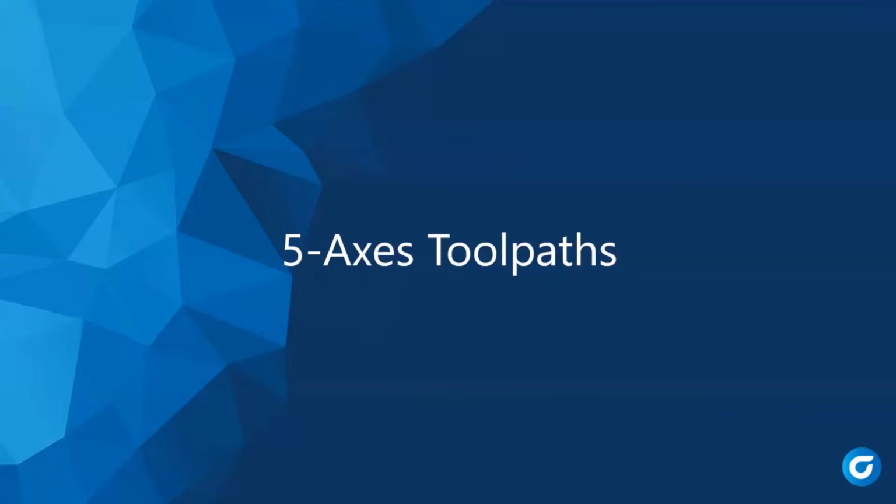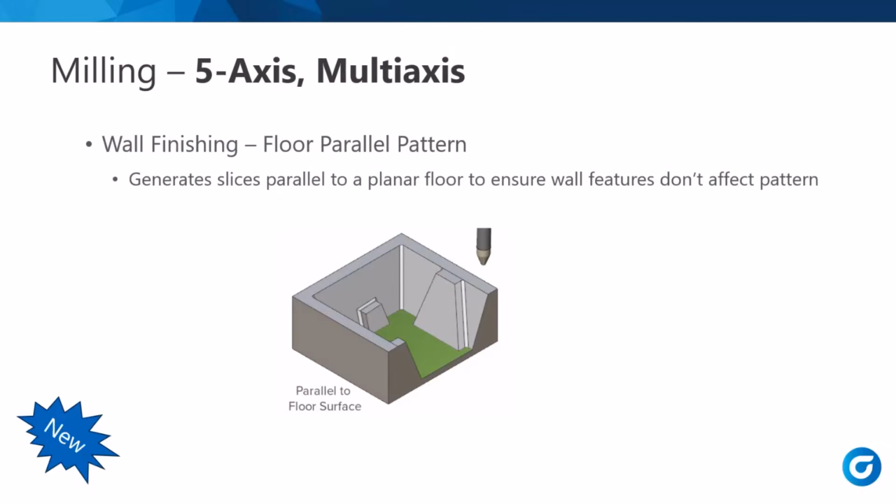Before we close up, I just want to run through a few 5-axis enhancements. There's a new wall finishing. So you basically pick the floor, and it uses that to create the toolpath instead of all the wall data. So it can make just a cleaner toolpath for you.